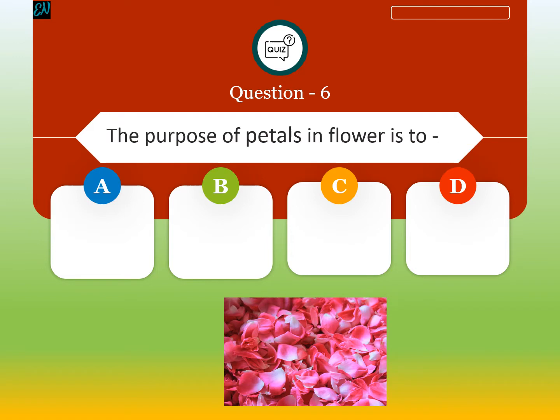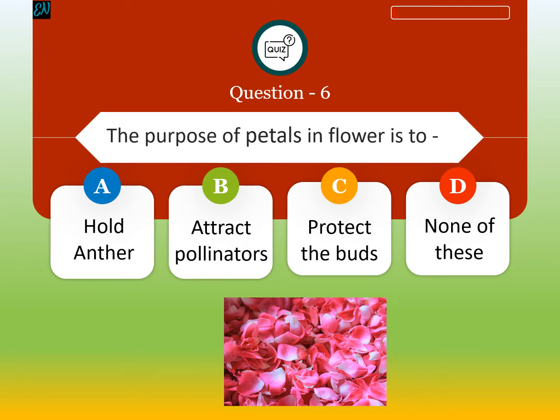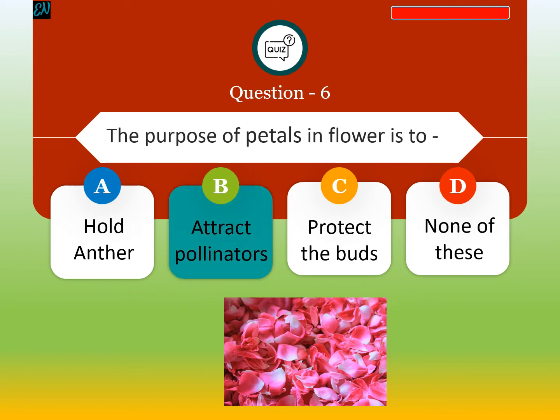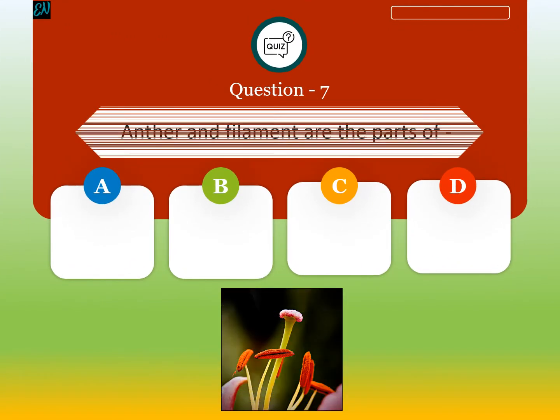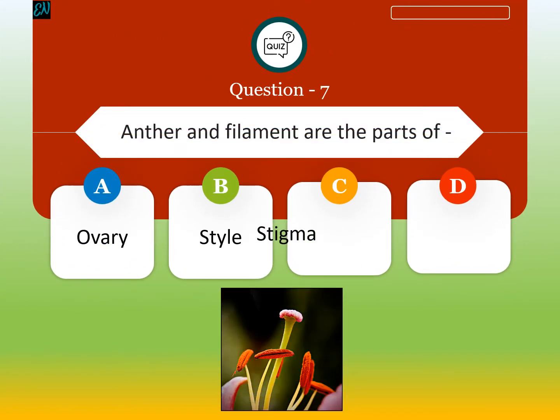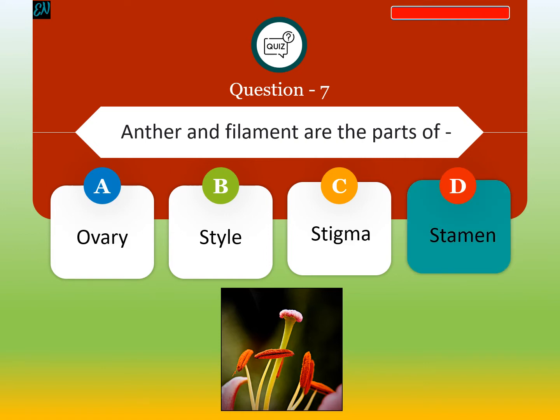Question number 6. The purpose of petals in flower is to hold anther, attract pollinators, protect the buds or none of these. And the correct answer is attract pollinators. The purpose of petals in flowers is to attract the pollinators. Question number 7. Anther and filament are the parts of ovary, style, stigma or stamen. And the correct answer is stamen. Anther and filament are the parts of stamen.